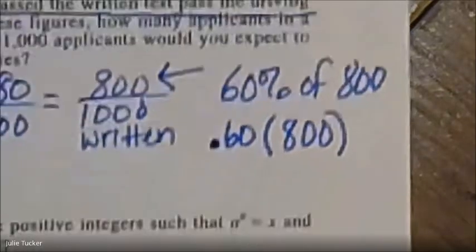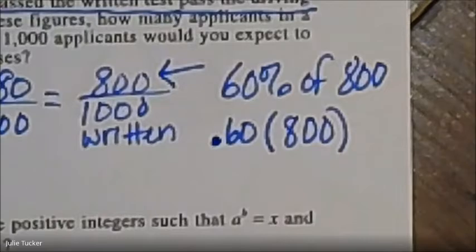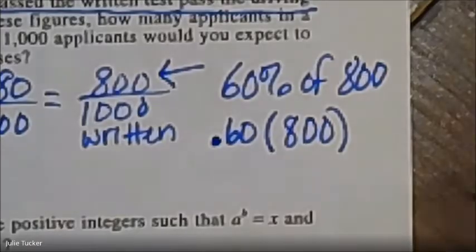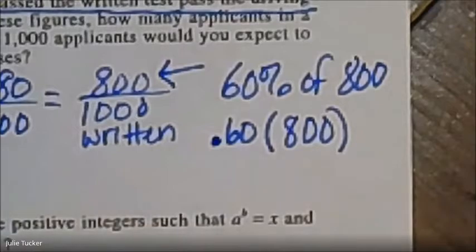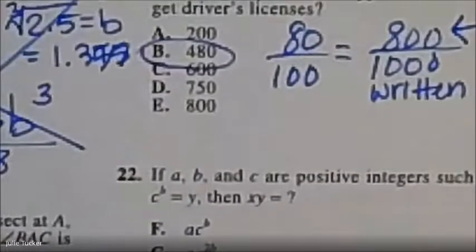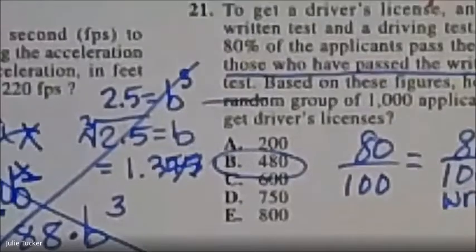Okay? So if I do that on a calculator, I get 480. Which is that one. Okay? Yeah. Okay.